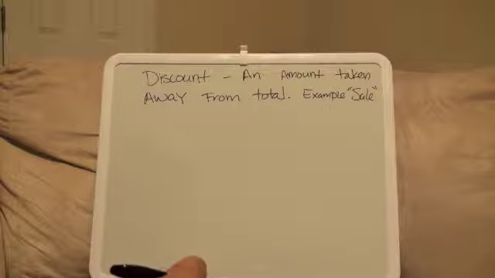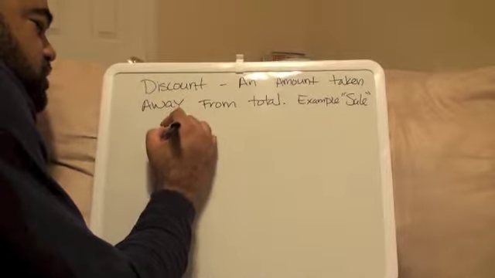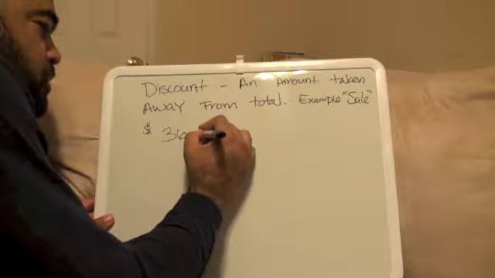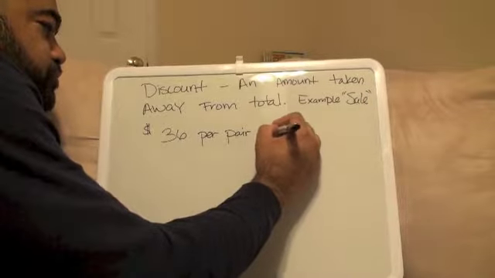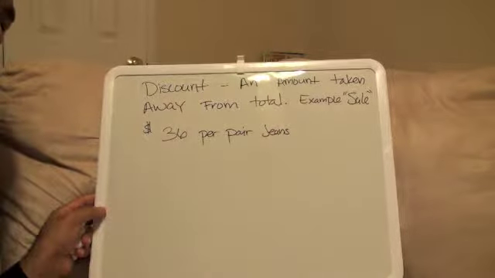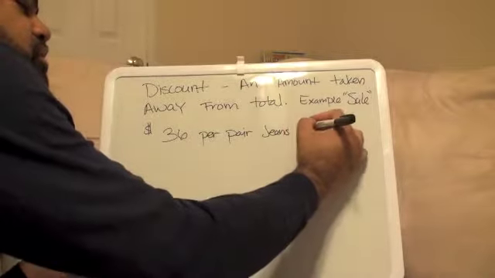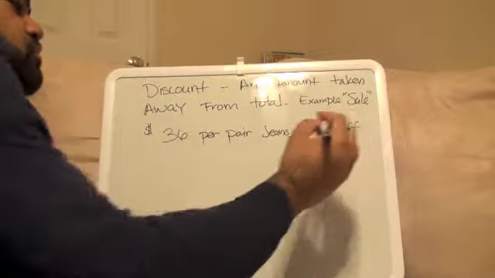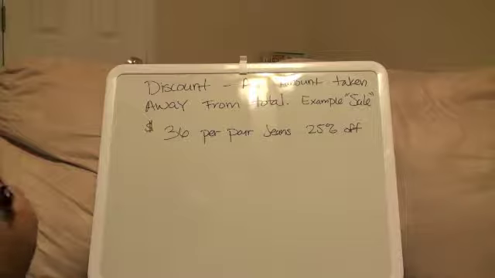So let's say, for example, Debbie sees a pair of jeans that were originally $36. So you have 36 bucks per pair of jeans. They're on sale for 25% off. So the sale price is 25% off. So a discount of 25%. The way we're going to do this is very similar to the way we did the other one. You can use the same steps.